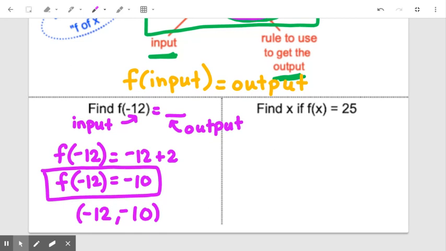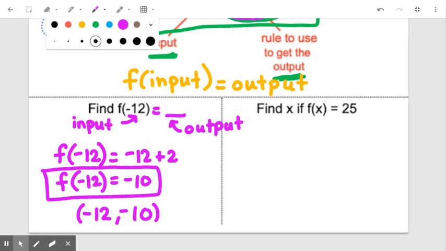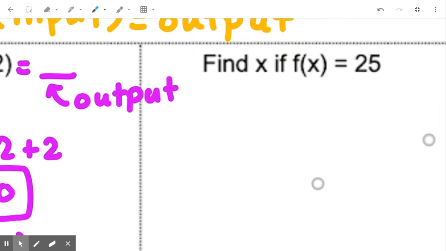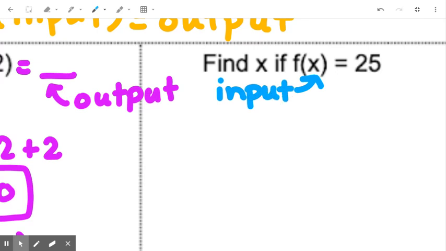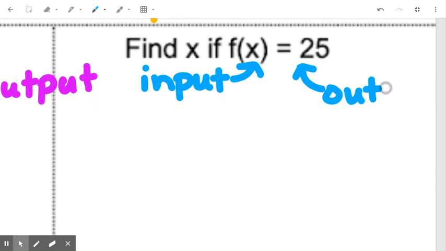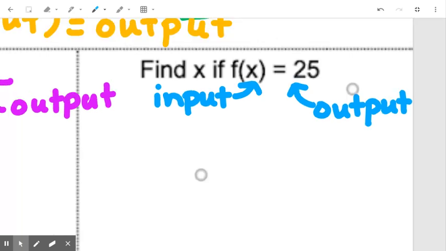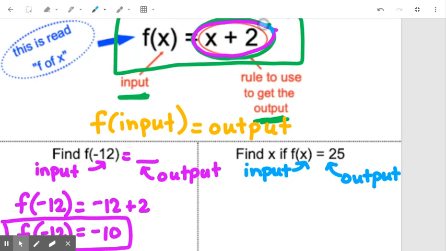Now, for the next problem, let's use blue. All right, so for this next one, it says find X. So notice the thing that I don't know is my input. So I have to figure out what input I use to get an output of 25. So I need to find the input that gives me the output of 25. So if I go up here, this is my rule. I have to figure out what to put in there to make this thing equal to 25.